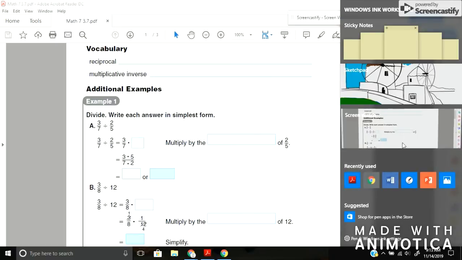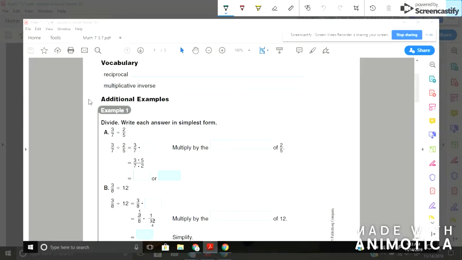Okay? And the reciprocal is one of two numbers whose product is 1. So in other words, when you take these two numbers and multiply them together, you'll get an answer of 1. And I know that's a little bit weird to think about maybe when we're talking about fractions, but let me give you an example.